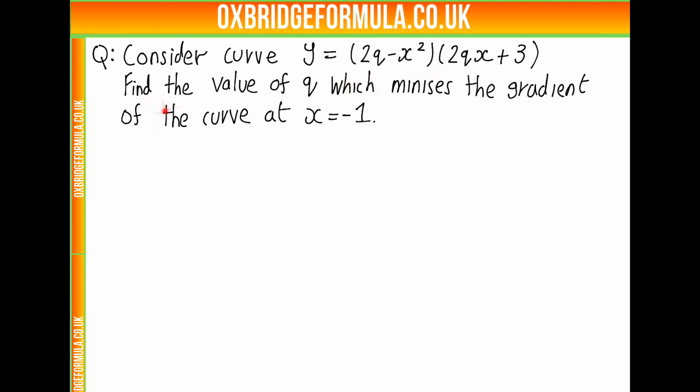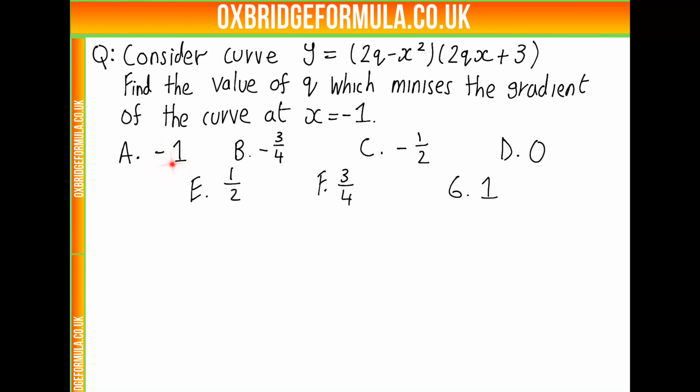And then we're asked to find the value of q which minimises the gradient of the curve at x equals minus 1. And for this we're given a few possible answers. We're given 7 in total, which are minus 1, minus 3 over 4, minus a half, 0, a half, 3/4, or 1.